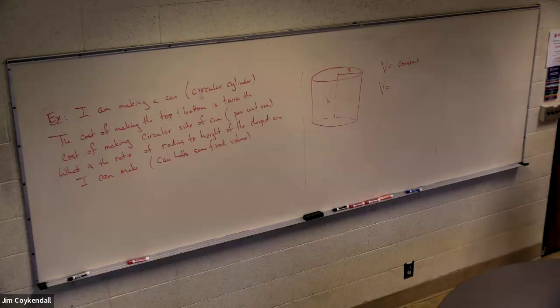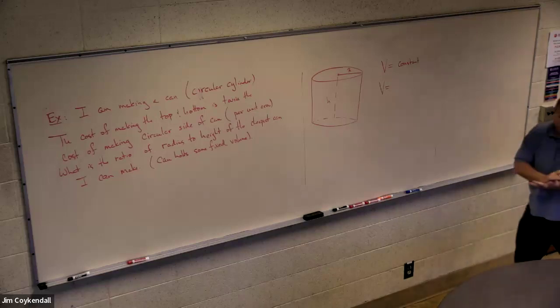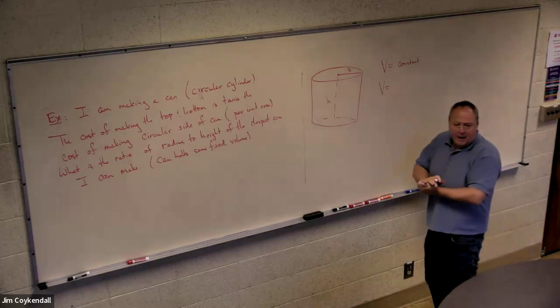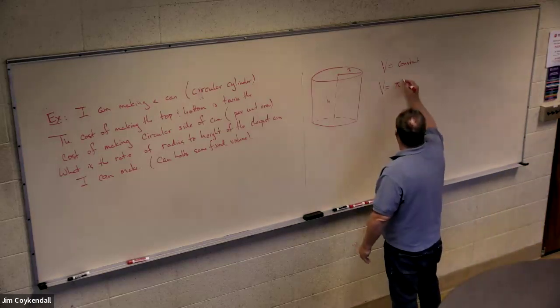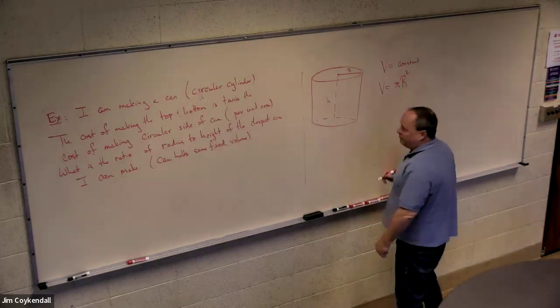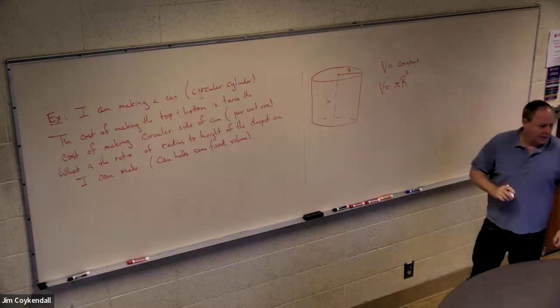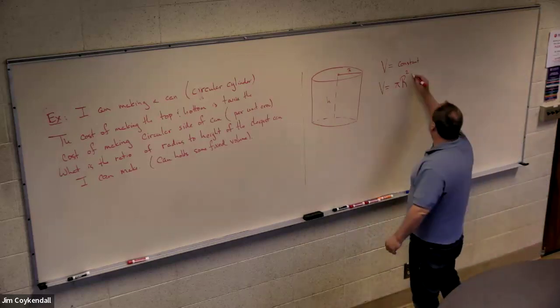That's right. For any cylinder like that, the volume is the area of the base times how tall it is. The area of the base is pi r squared, agreed? And the height is h.